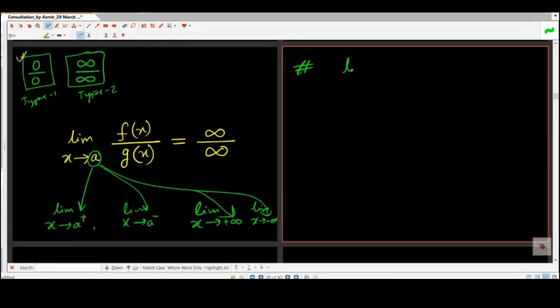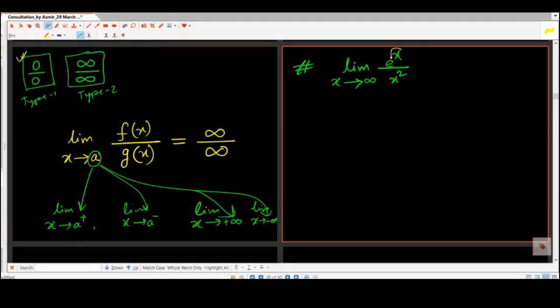Let's say we have to calculate the limiting value of e to the x over x squared when x approaches plus infinity. So we have f of x over g of x. f of x is e to the x, g of x is x squared. So first of all, let's check whether it is of infinity over infinity or not.